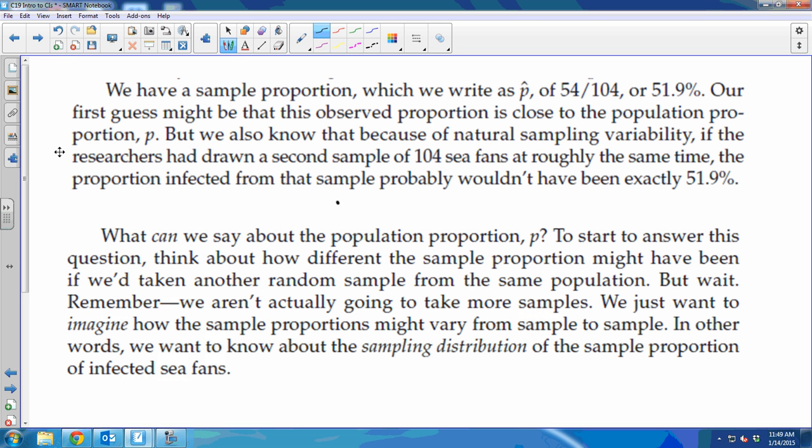Now, it talks about that if all of you, every single one of you, went to the exact same reef that the researchers did, and did a sample of 104 sea fans, again, it wasn't just that there were 104 of them on the reef, they just did a random sample of 104. So if all of you went and did a random sample of 104 sea fans and figured out a proportion of the ones diseased, would all of you guys get the same number? No. And we call that sampling variability. Otherwise, we've called it sampling error. Not a bad thing. Sampling variability. Just that every single sample is going to be a little bit different.